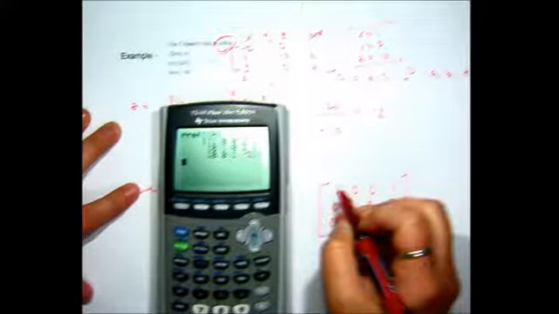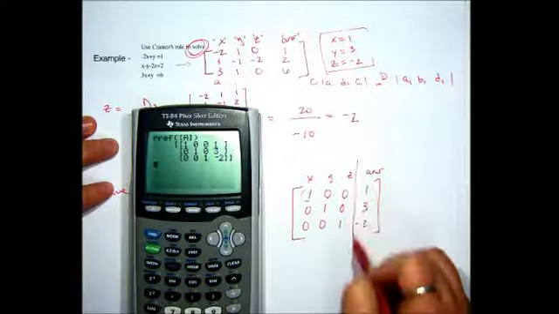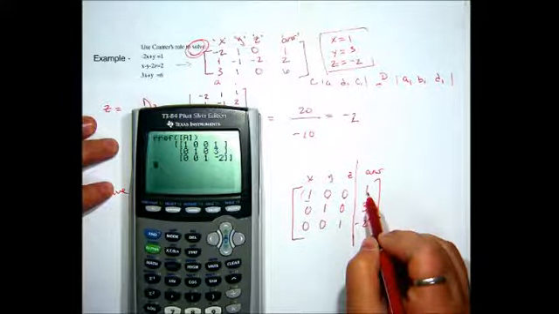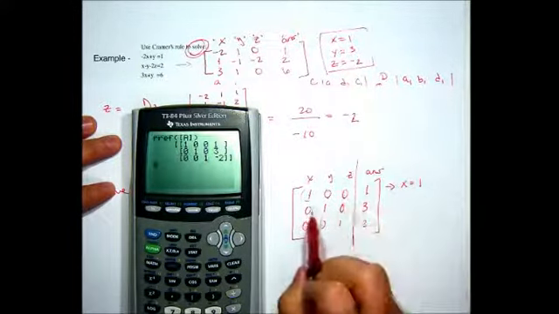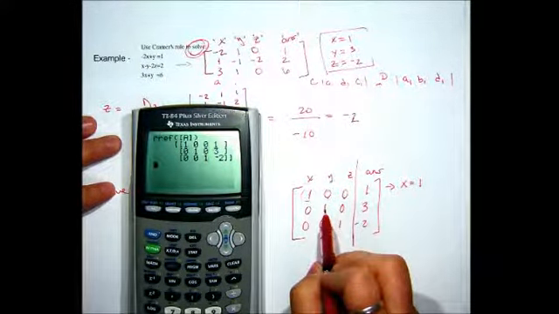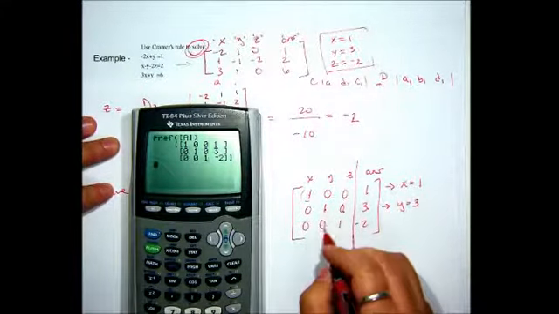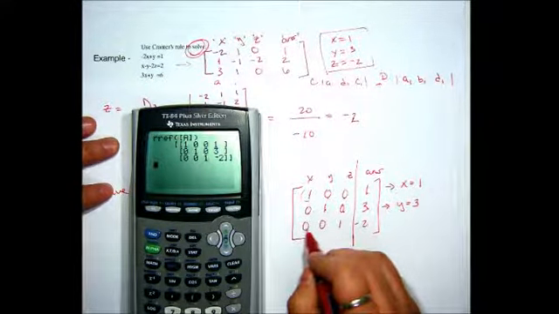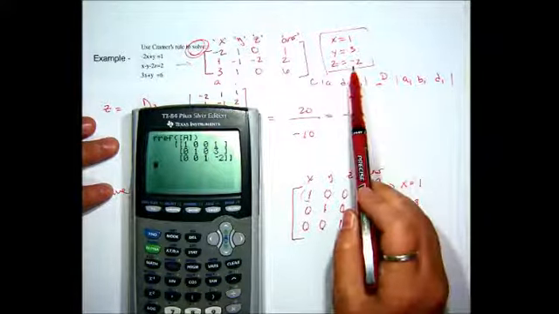Remember, your first column is your x, your second is your y, your third is your z, and your answer is your last. Well, what does this first one say? 1x plus no y's plus no z is equal to 1, or x equals 1. That's what I got using Cramer's rule. Next, no x plus 1y plus no z equals 3, or basically y equals 3. That's what I got using Cramer's rule. Last, this says no x, no y, 1z equals negative 2. Basically, z equals negative 2. That's what I got using Cramer's rule.